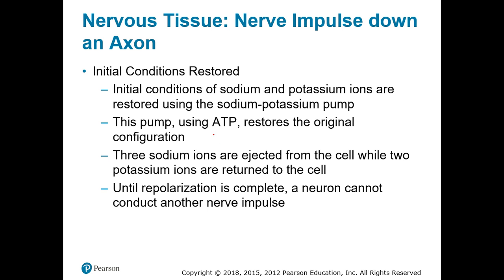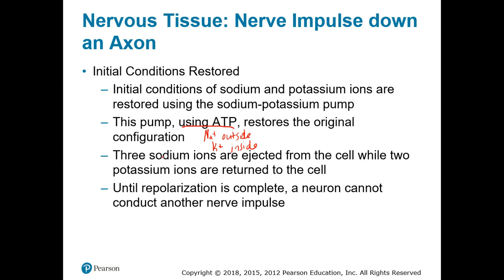Now, one thing you're going to notice is that the sodium and potassium are now on opposite sides of the membrane from where they need to be. So these initial conditions of sodium and potassium have to be restored back to their original positions. And we do this through something called a sodium potassium pump. And this pump uses ATP to restore the original configuration. And when I say original configuration, I mean sodium on the outside and K plus on the inside.